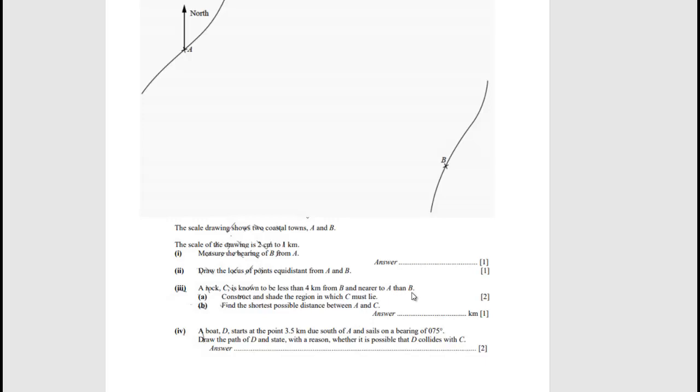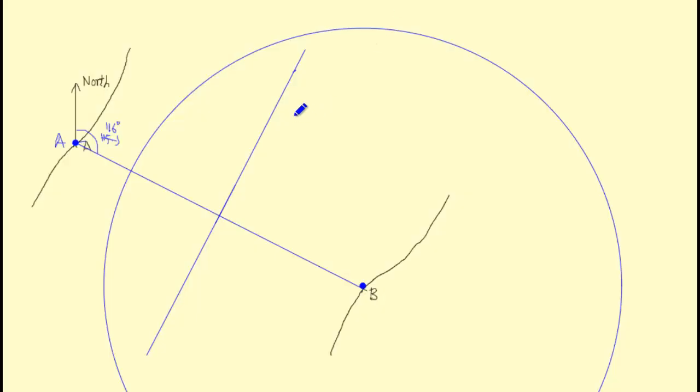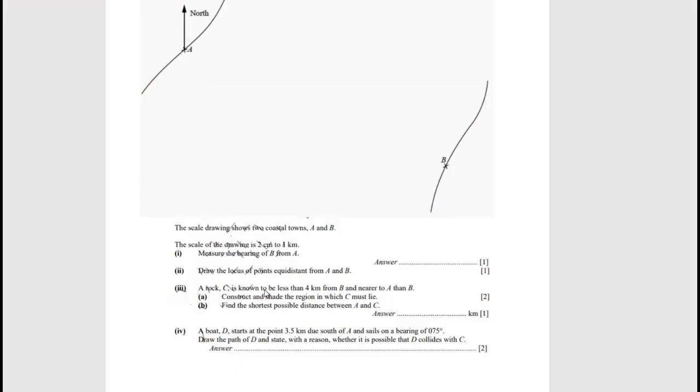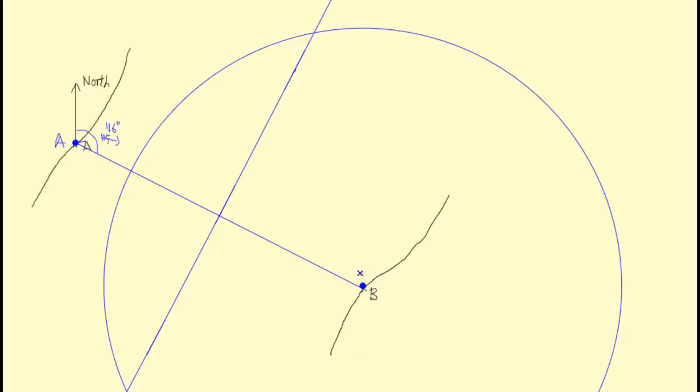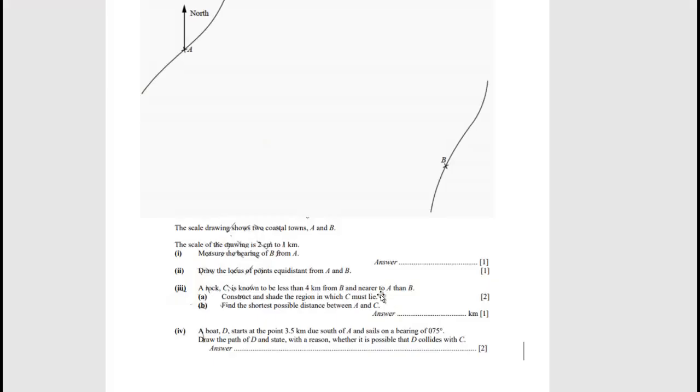It is nearer to A than B. So a locus which is equidistant from two points A and B is a perpendicular bisector, which we have already drawn here. A rock is known to be less than 4 km from B, and less than 4 km means the rock should be inside the circle, and it is nearer to A than B.